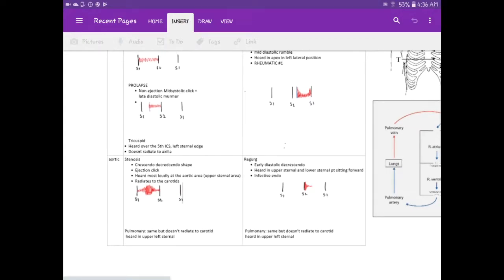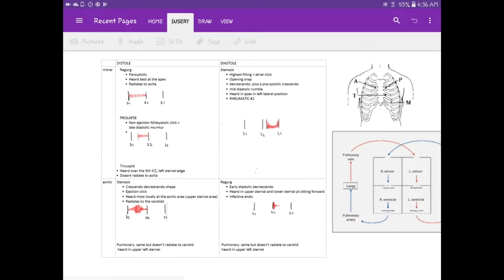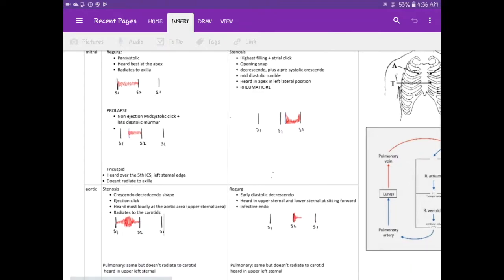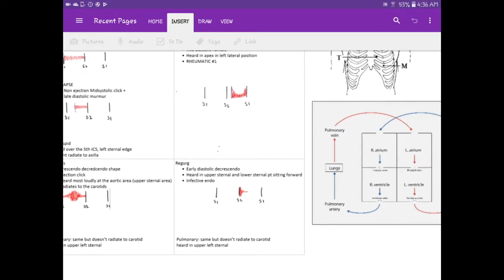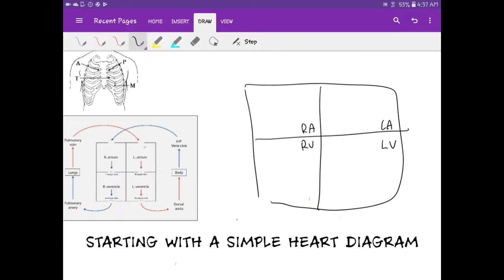Hey guys, so it's 4:36 in the morning and I've been studying murmurs. I looked all over the internet to try and understand it, and it's taken me almost 2-3 hours. So I'm going to attempt to explain it in a very simple way, starting with a basic heart diagram.